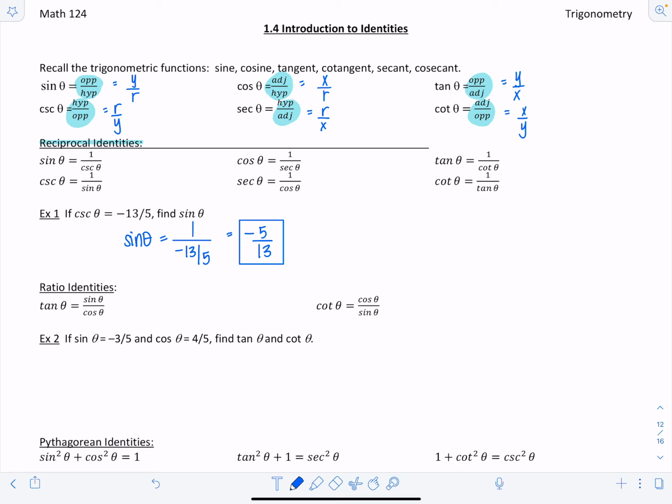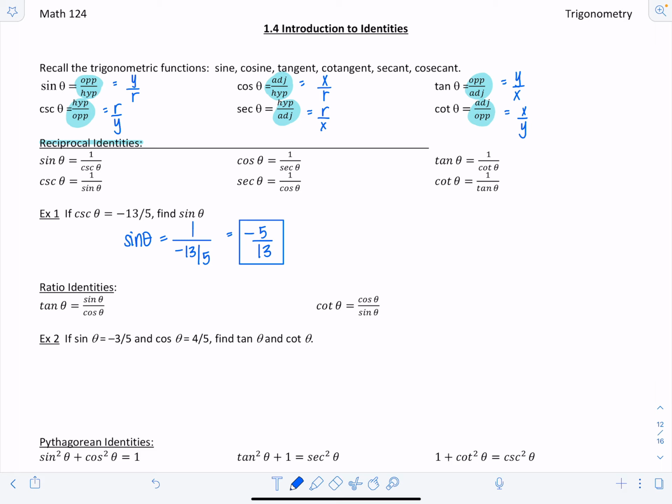Also, we have ratio identities. So tangent of theta is equal to sine theta over cosine theta. And then this next one should make sense. Since cotangent theta is the reciprocal of tangent theta, it's equal to cosine theta over sine theta.